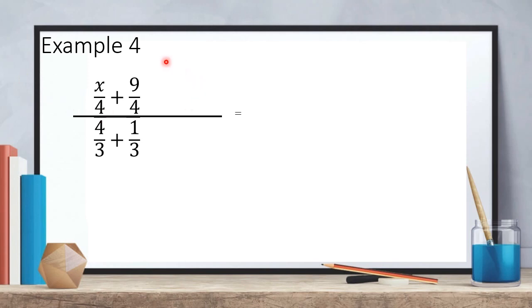Okay, now this is the same example as the previous one, but I want to solve it in a new way, actually in a faster way. The first steps are the same. Look here, I added them because they have the same denominator. I worked with the numerator, I worked with the denominator. Now, here is the fast step.